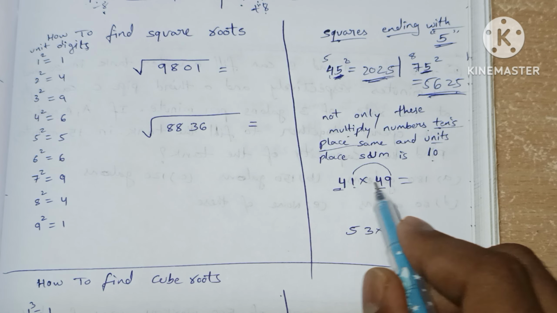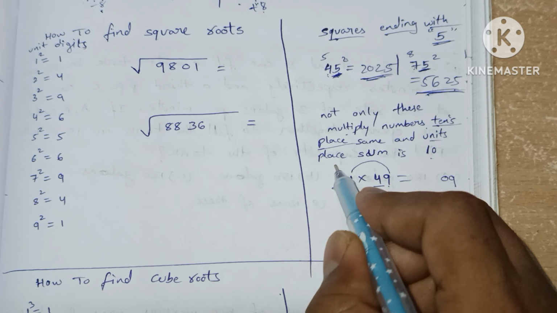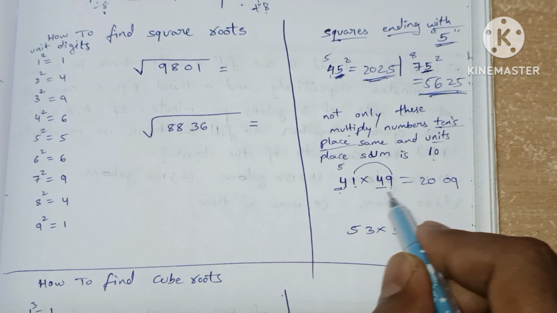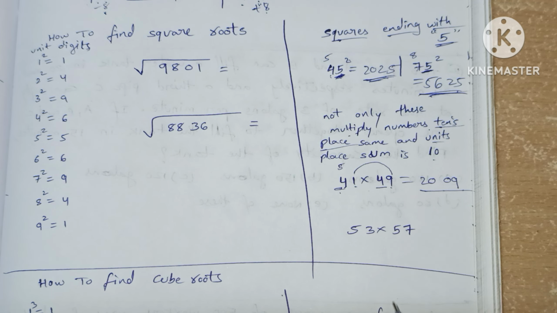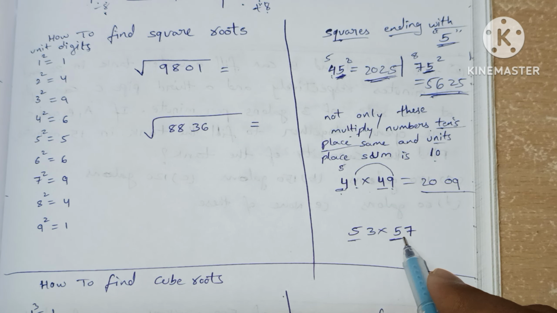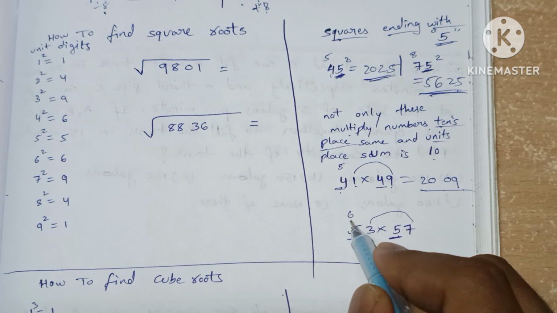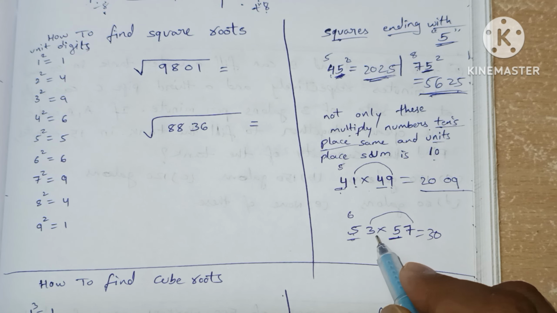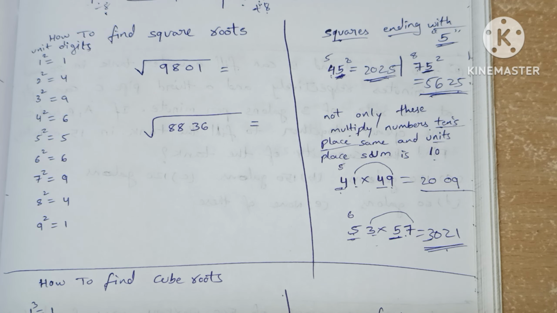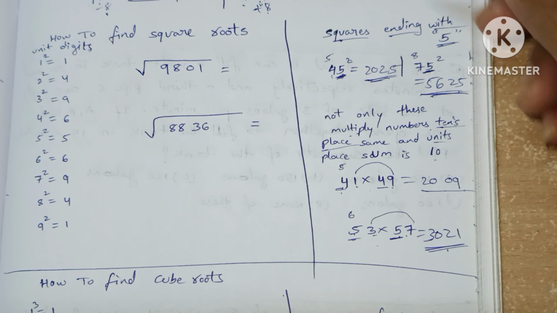9 times 1 is 9, so 09. Adding 1 to 4, which is 5. 5 times 4 is 20, so 2009. This is the answer for this one. Next one: if we see the unit digit sum is 10 and tens place is the same, add 1 to this one. 5 times 6 is 30, 7 times 3 is 21. This is the answer for this multiplication. So these are the concepts about squares.